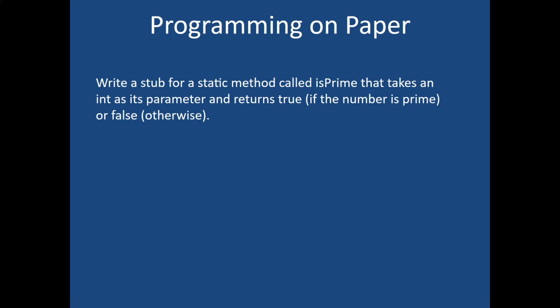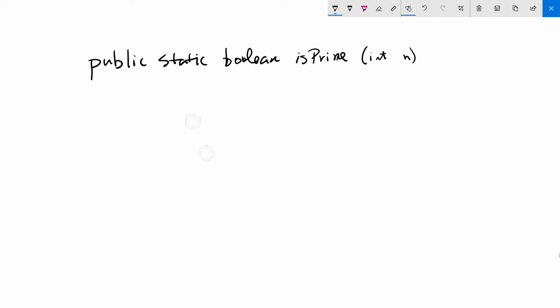Okay, who could tell me what they have? What does a stub for that method look like? Yep, public static boolean isPrime, int. Okay, hold on. So public static. Boolean is the return type because I said it returns true or false. It's called isPrime. It takes one parameter, which is an int, but you've got to decide what to call it there. And what do we have to do besides that?